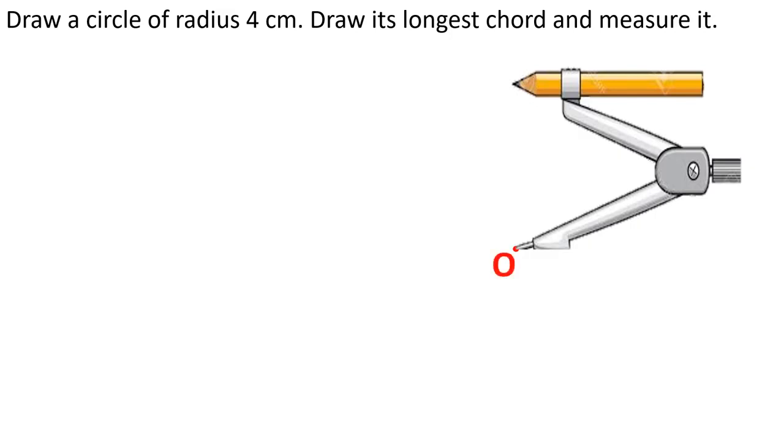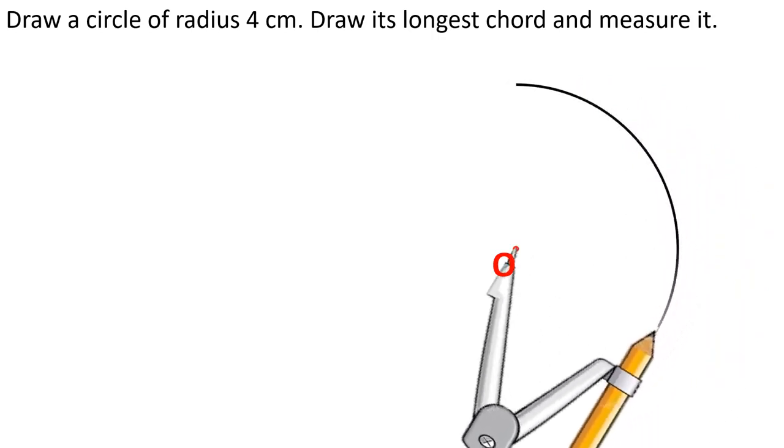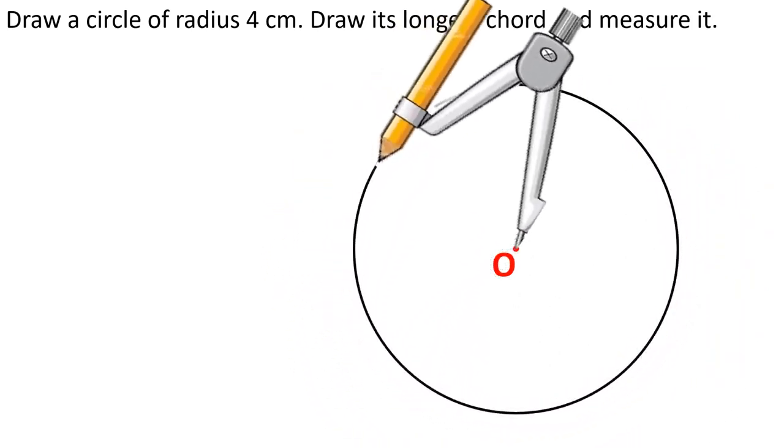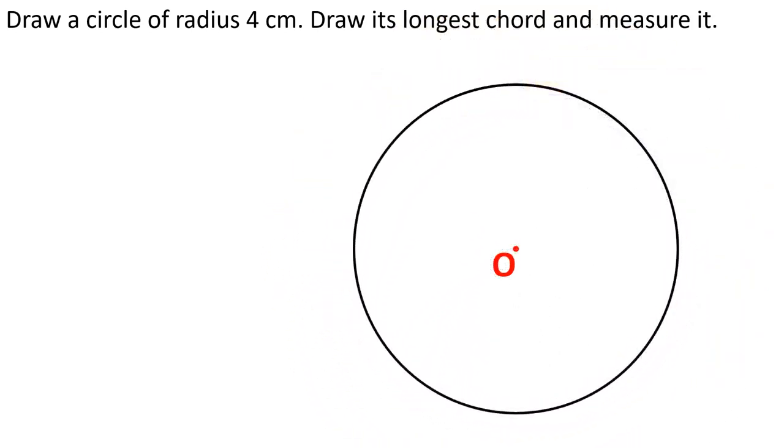Mark a point O on a sheet of paper. Keep the needle arm of compass on the point O. Rotate the pencil head around the center point marked O. Thus, we get a circle of 4 cm radius.